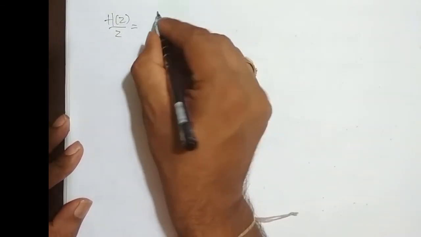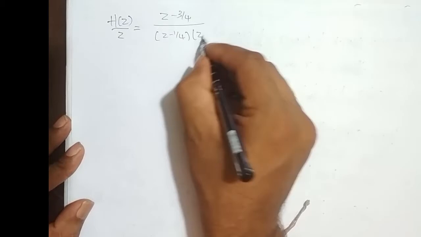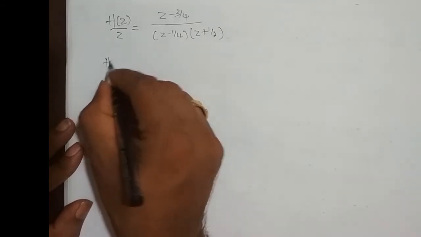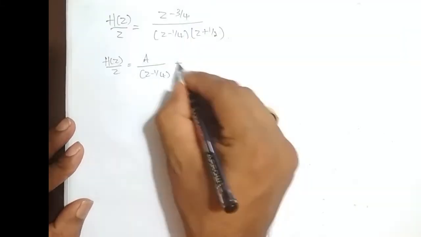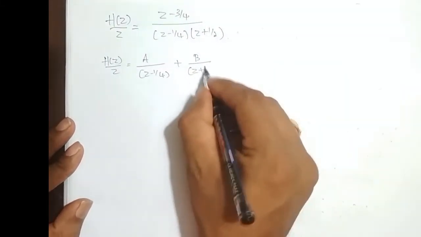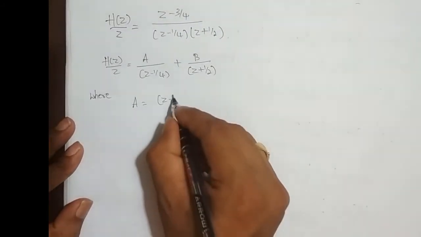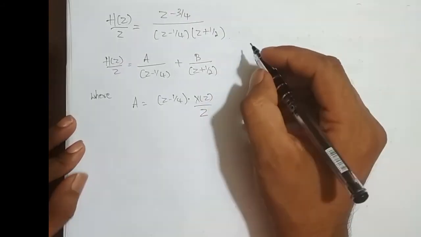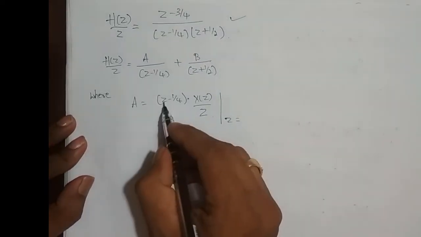So what do we have? H of z by z is equal to, numerator is z minus 3 by 4, divided by denominator z minus 1 by 4 into z plus 1 by 2, right? Okay, so h of z by z is equal to a divided by z minus 1 by 4 plus b divided by z plus 1 by 2. What is the formula to find a and b? A is z minus 1 by 4 into h of z by z, at z is equal to what value?